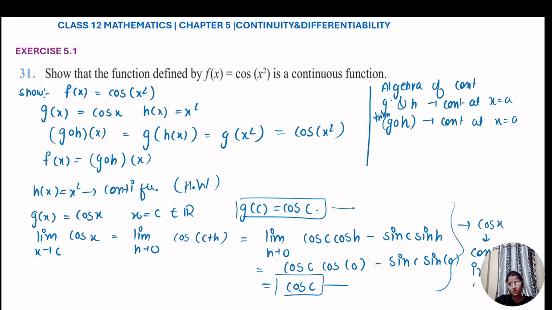So from here we get that h of x is also a continuous function. That is homework for you, by the way. h of x is also a continuous function and g of x is also a continuous function for any real number. So by using the algebra of continuity for composition, for any x equals c belonging to the reals, g composition h at x equals c is also a continuous function.